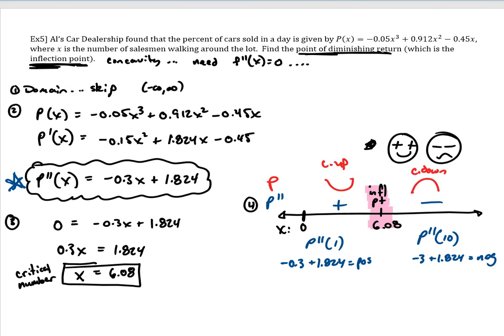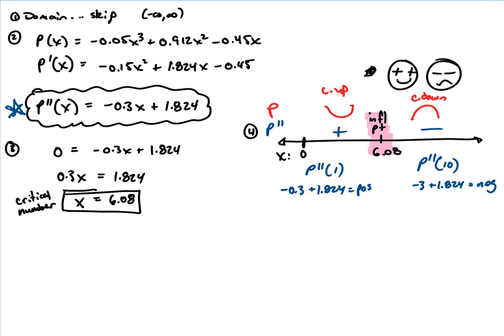Okay, and so find the points of diminishing return, which is the inflection point. Now, with the 6.08, you can't have 6.08 workers. We would probably just use 6 workers. This was step 5, and our other step 5 in our process was to list the concavity, but we don't need that, so we're just going to go straight to the inflection point. The inflection point would be when you plug 6.08 into the function.